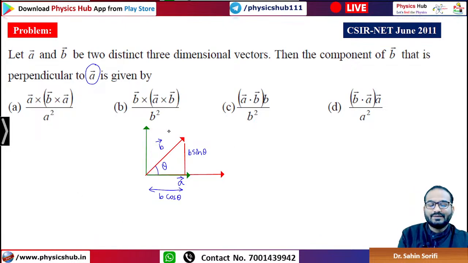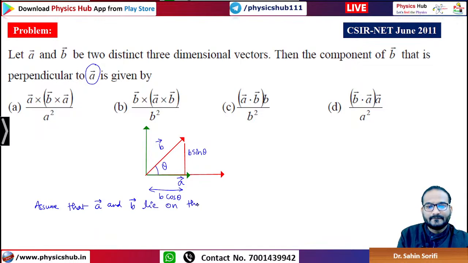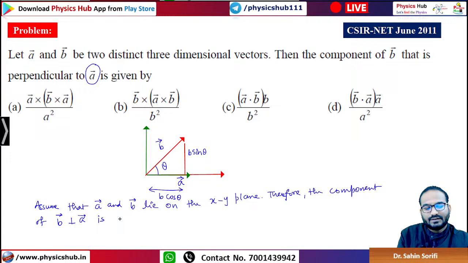So here we have assumed that A and B lie on the xy plane. Therefore, the component of B that is perpendicular to A is nothing but B sin theta. Now if I assign, let's say this is i cap, this is j cap direction, so the perpendicular component is in the j cap direction, right.